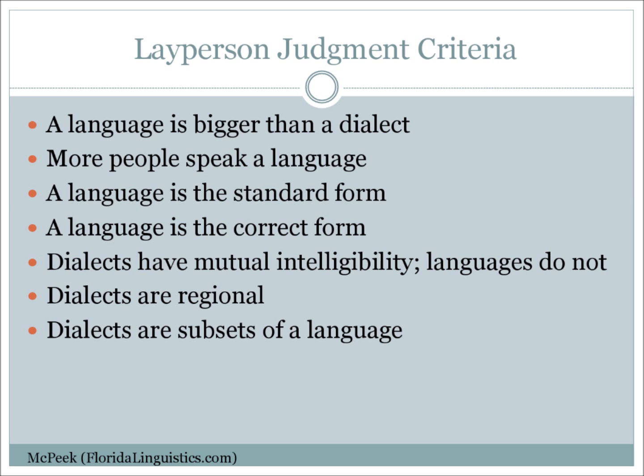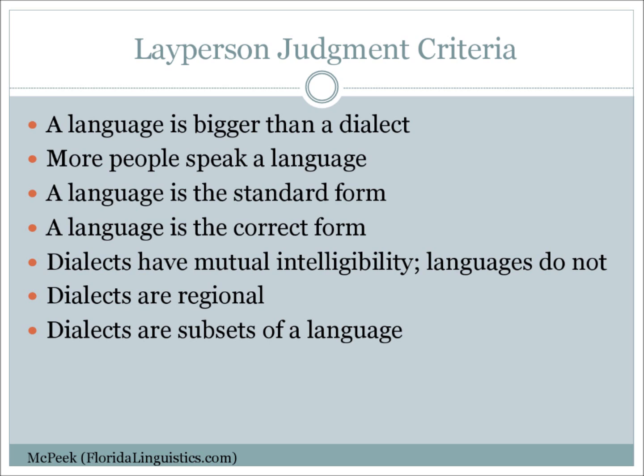The second would be that more people speak a language than a dialect. So in terms of population of native or even second language speakers, the language is spoken by a larger population of people than the quote-unquote dialect. Another idea is that a language is the standard form of a given language, quote-unquote, and that a dialect is a non-standard form.